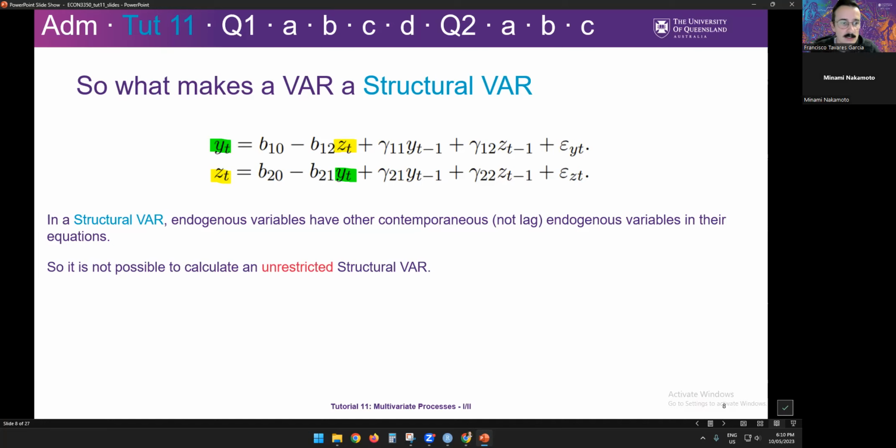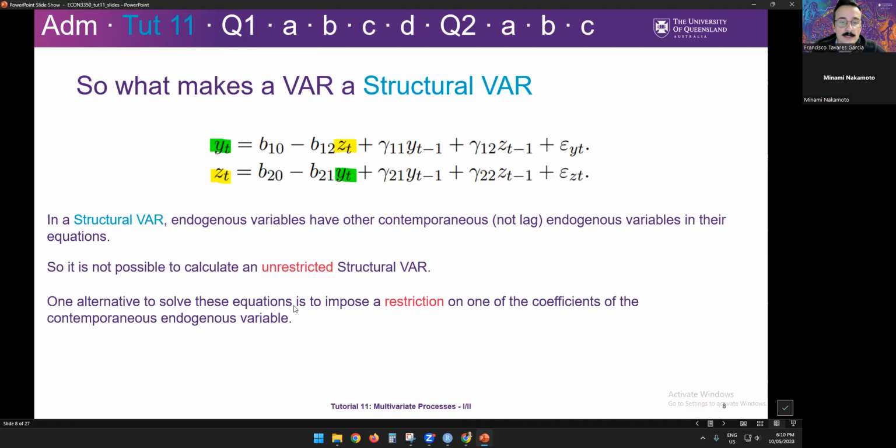So it is not possible to calculate an unrestricted structural VAR. And I put it in red just to make it very clear. This is what we're talking about from here on. One alternative to solve these equations is to impose a restriction on one of the coefficients, right? What is to impose a restriction? I notice people asking, and for some people it might be harder just to grasp what is going on. I think it's pretty simple to explain.